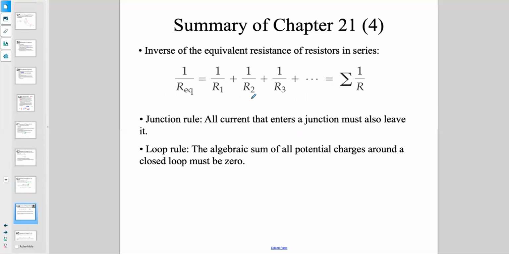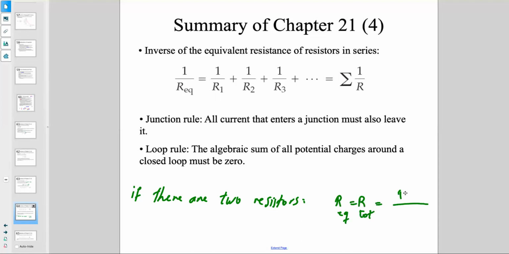If there are two resistors, let me actually write it here, then R equivalent or R total is R1 R2 over R1 plus R2.